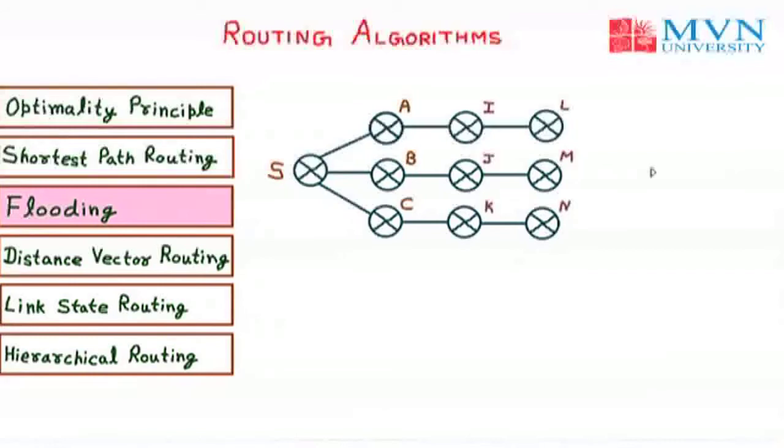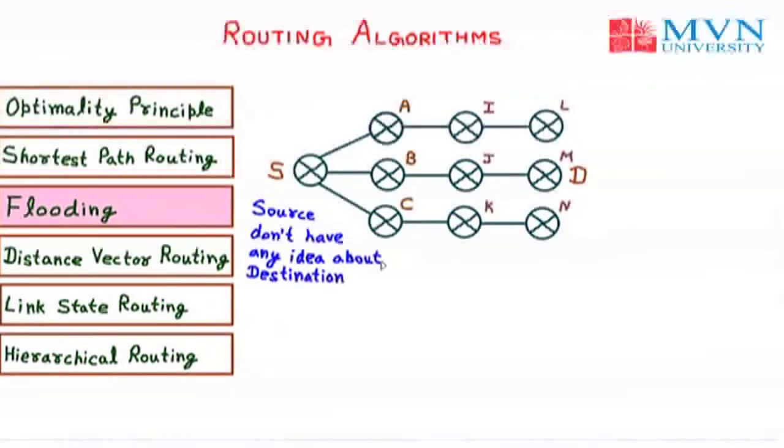Why do we use flooding? Because here the source doesn't have an idea about the destination. For example, let M be our destination, but the source has no idea about it. The reason is that there is no direct connectivity from source to destination, and none of the routers has an idea about the destination. So the source will send a broadcast message to the nearby routers except itself.